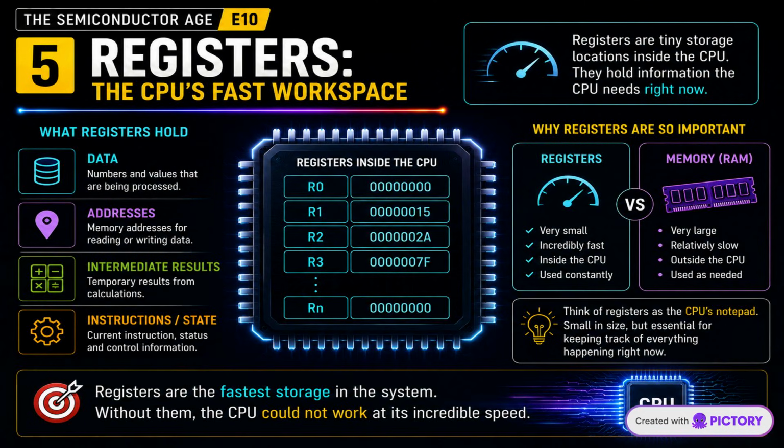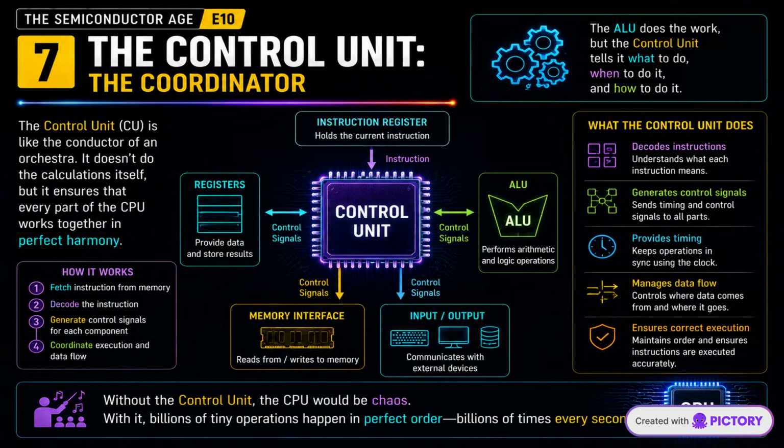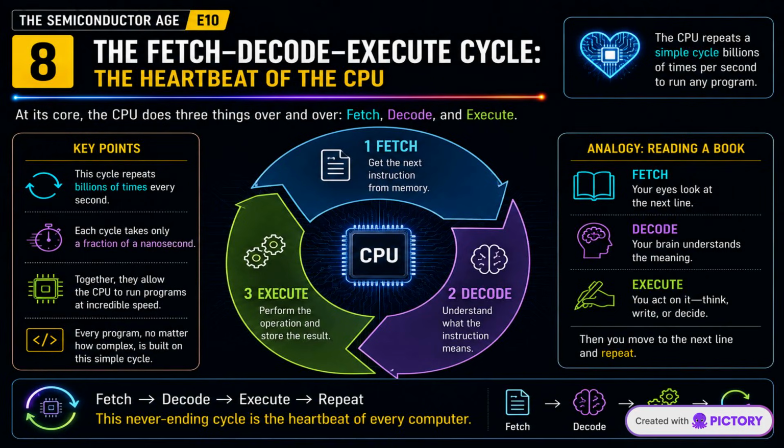The Arithmetic Logic Unit, or ALU, performs many of the CPU's basic operations. Addition, subtraction, logical operations, comparisons, and other calculations ultimately rely on the logic circuits we explored in the previous episode. But the ALU needs instructions. The control unit interprets those instructions and generates the control signals that coordinate registers, the ALU, memory, and other parts of the processor.